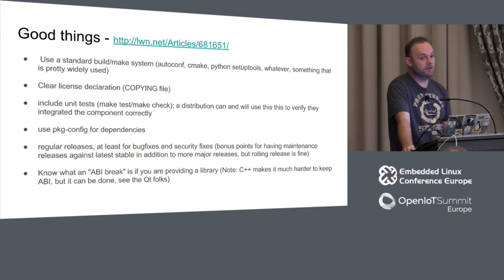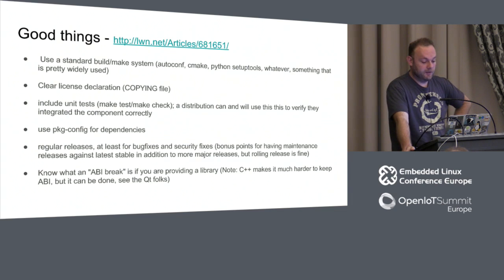Use package config for the dependency, that goes back to using a standard build system, but even in other tools, and especially CMake, you have a lot of freedom to detect things on your own, but please use package config. For example, Kodi is moving from other tools to CMake, and their find SSE method to look for SSE in Intel CPUs looks at proc cpuinfo. So people, please don't do that.